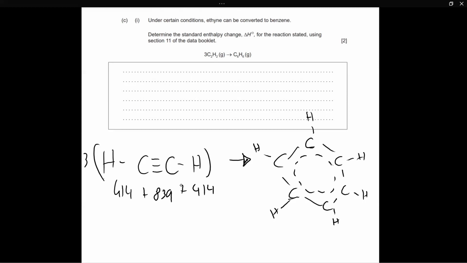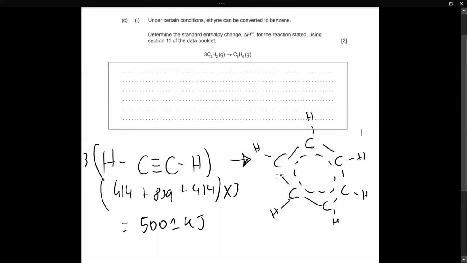So we have to add all of this, and we have to multiply it by 3, because in the equation, we actually have 3 moles of ethyne. So we have to multiply all of this by 3. Don't forget that that's a very crucial step. And we get the final answer as 5001 kilojoules. So that is the enthalpy required to break 3 moles of ethyne. Now we have calculated the enthalpy of bonds broken. I'm going to keep bonds broken as BB.